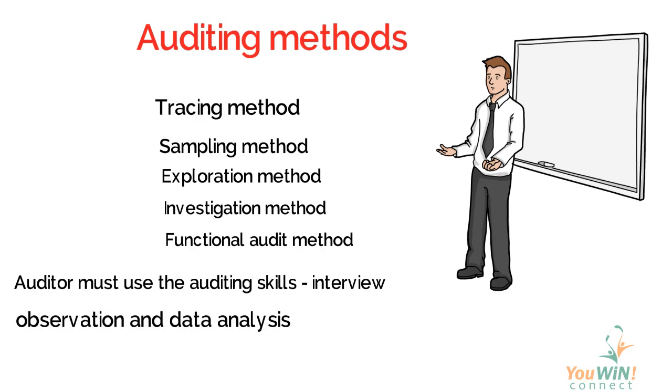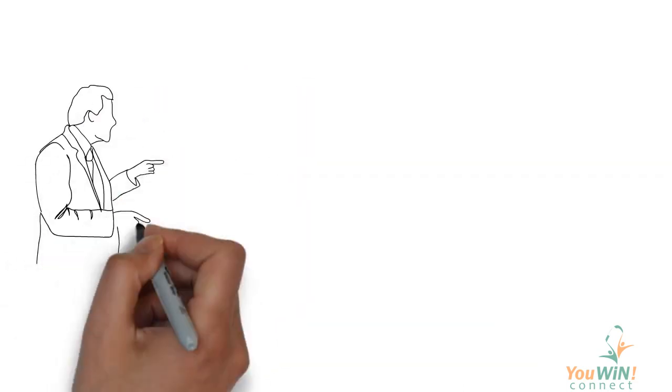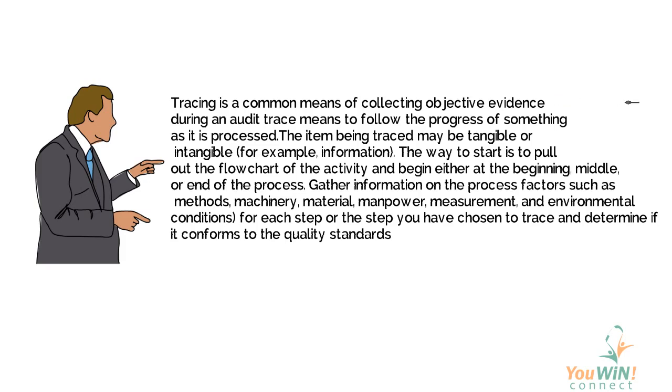The sampling, exploration, and investigation methods will likely be familiar to you SMEs, but tracing and functional audit methods may be unfamiliar. But the two basic audit methods are the tracing and functional methods. Tracing is a common means of collecting objective evidence during an audit. To trace means to follow the progress of something as it is processed. The item being traced may be tangible or intangible.